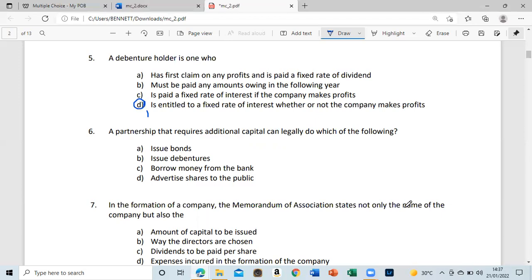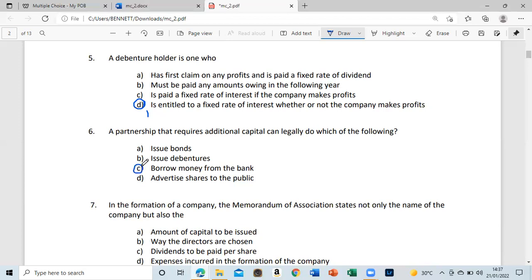All right, let's move on to 6. A partnership that requires additional capital can legally do which of the following? Is it A, issue bonds, B, issue debentures, C, borrow money from the bank, or D, advertise shares to the public? And number 6 would be C, borrow money from the bank.